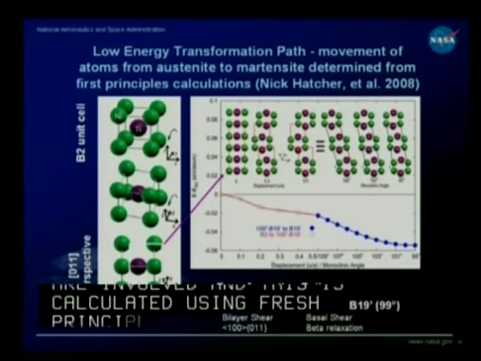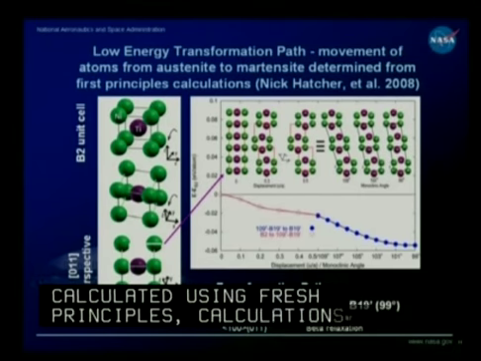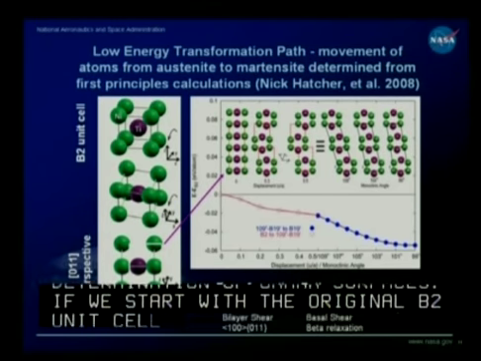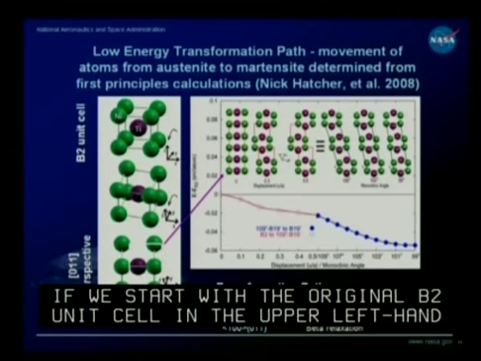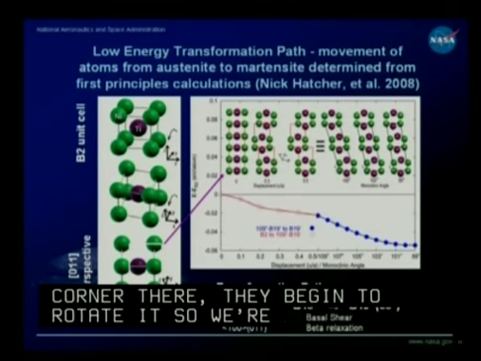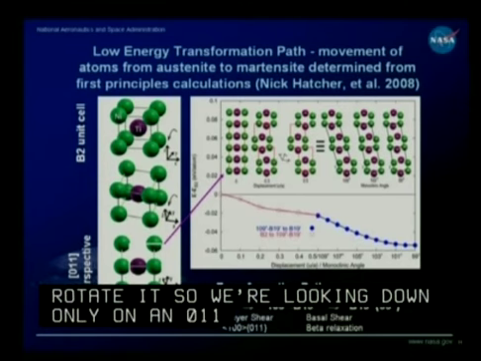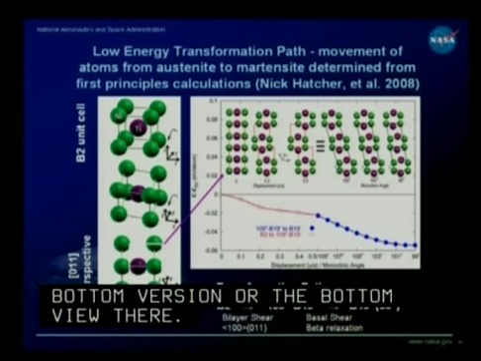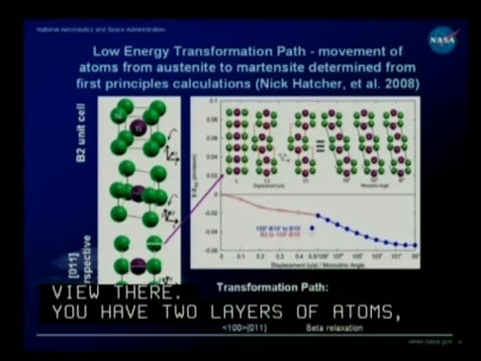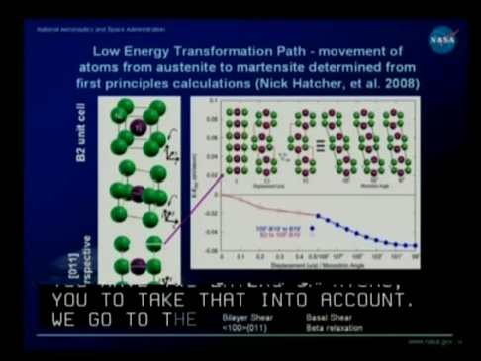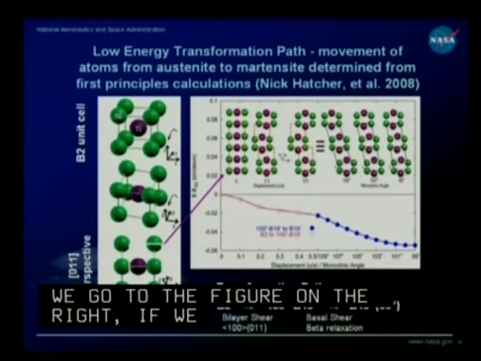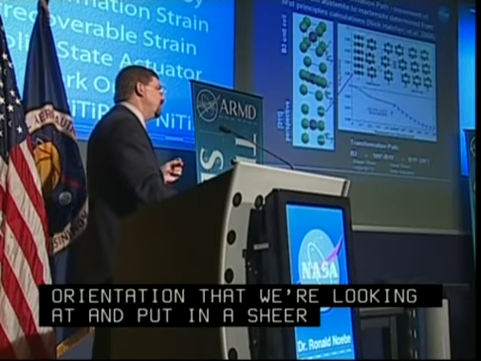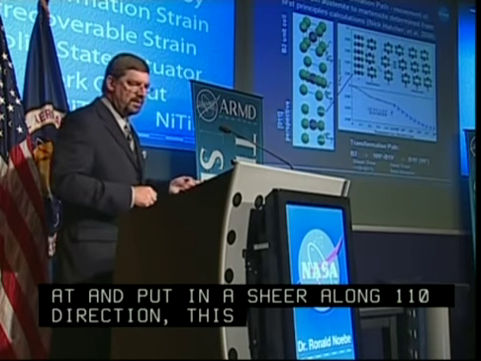But if we start again with the original B2 unit cell in the upper left-hand corner there, and we begin to rotate it so that we're looking down only on an 011 perspective of the cell. That would be the bottom view there. You really have 2 layers of atoms, so you have to take that into account. We go to the figure on the right. If we take that orientation that we're looking at and put in a shear along 100 directions, and this is a bilayer shear, so every 2 layers of atoms will move with respect to each other.